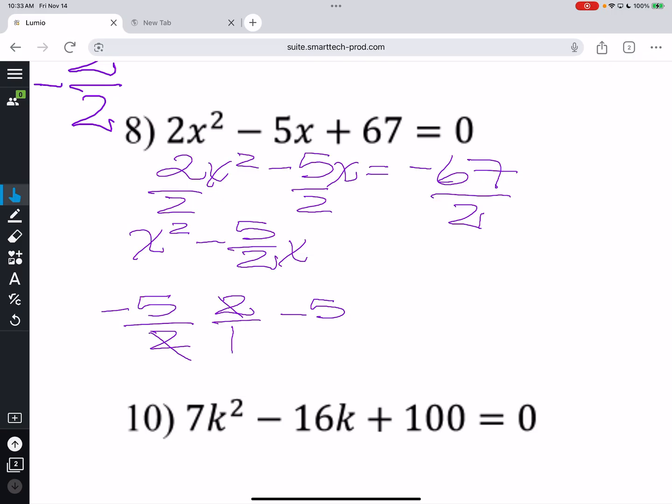All right, hold on, I lost something. Yeah, you kind of lost me. Hold on. Negative 5 over 2 divided by 2 means multiply by 1/2.